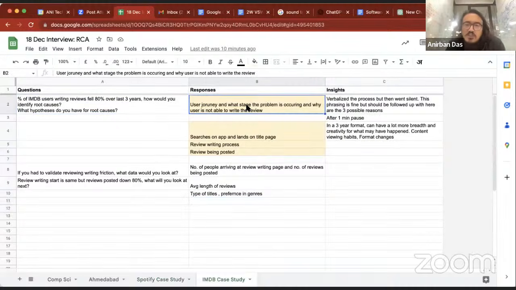On the IMDB question, the first part, right, where you said that, okay, I'm going to look at the user journey and what stage the problem is occurring. So that's the approach that you're using to solve the problem. You verbalized the approach, but then you went silent for almost a minute. Usually when you're verbalizing an approach, you want to follow that up with, okay, here's what the user journey is, and here are the steps. That pause was a little bit awkward.